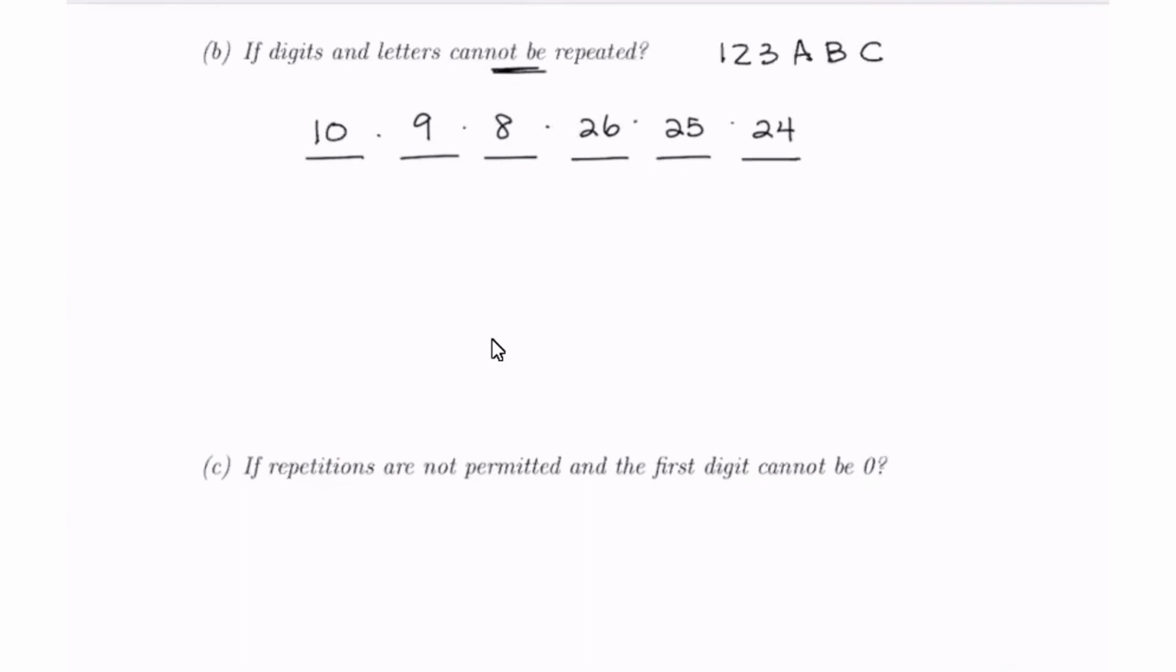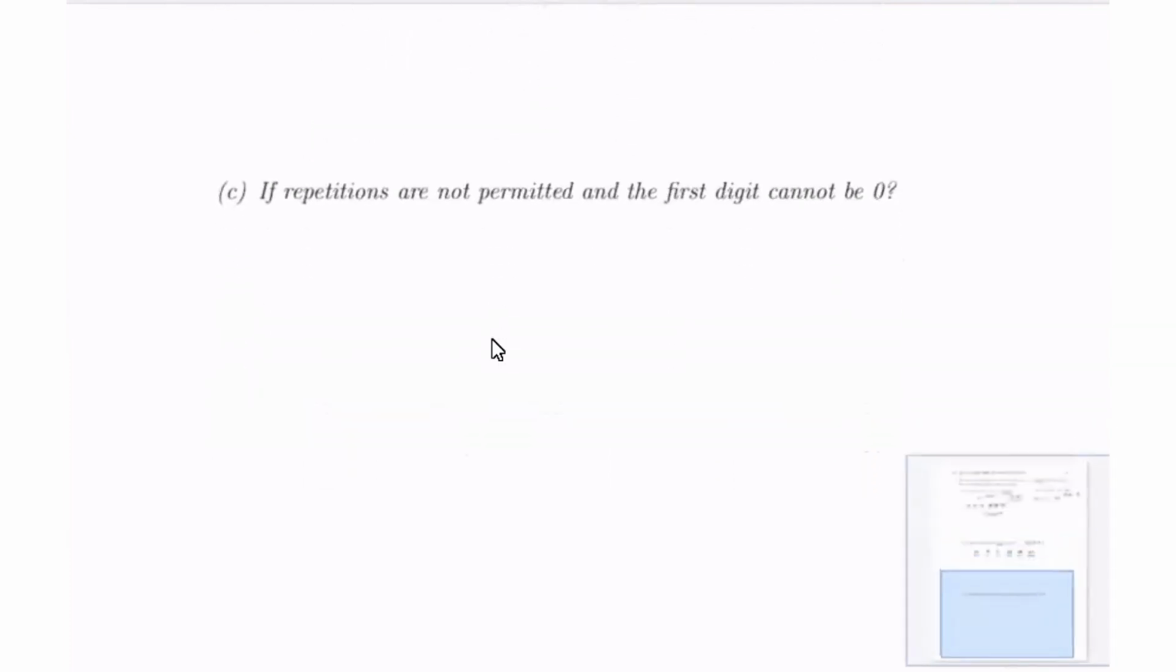Okay, so you have a calculator: 10, 9, 8, 26, 25, and 24. You have whatever the number is, 11,232,000,000. Okay, so 11 billion and so on and so forth. Okay, let's look at the next one.